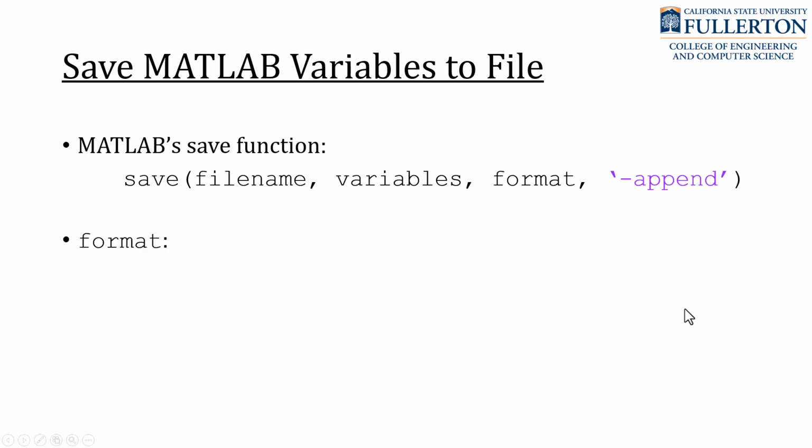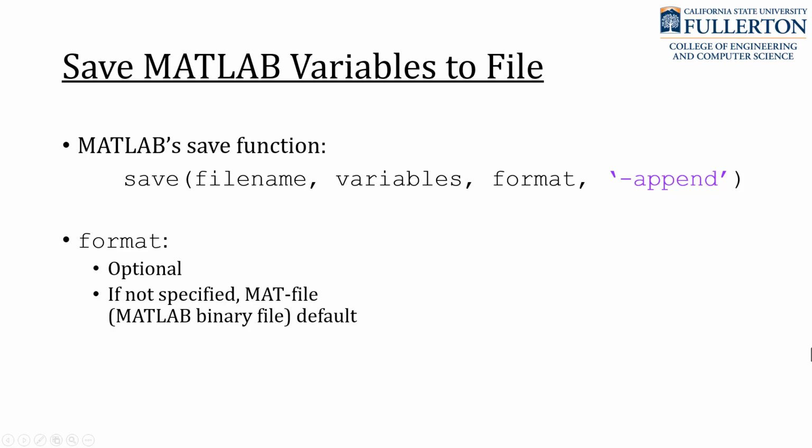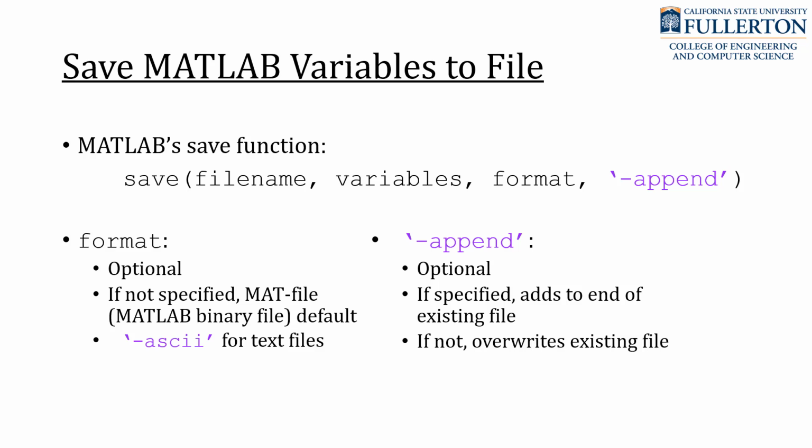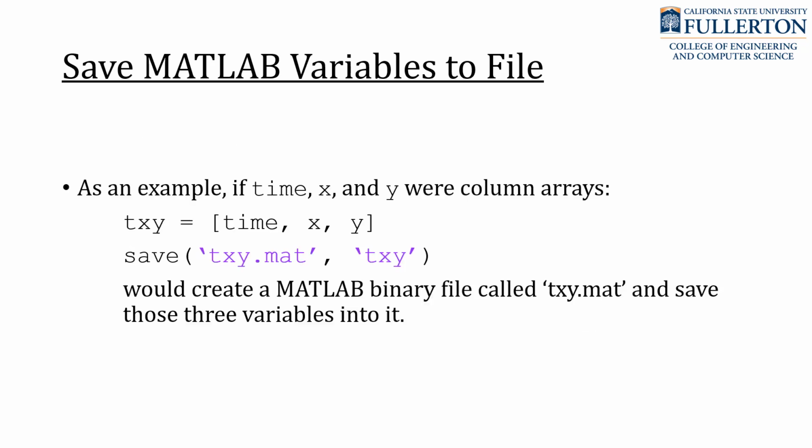The format input is optional. It is necessary if you are trying to save to a text type file. You want to specify -ASCII or ASCII for text files. Otherwise, MATLAB formats the file as a mat file regardless of the file name. And the append flag is optional. If you tell MATLAB you want to save by appending, MATLAB will add whatever data is being saved onto the end of the existing file. If you do not tell MATLAB to append as you save, it will overwrite the existing file.